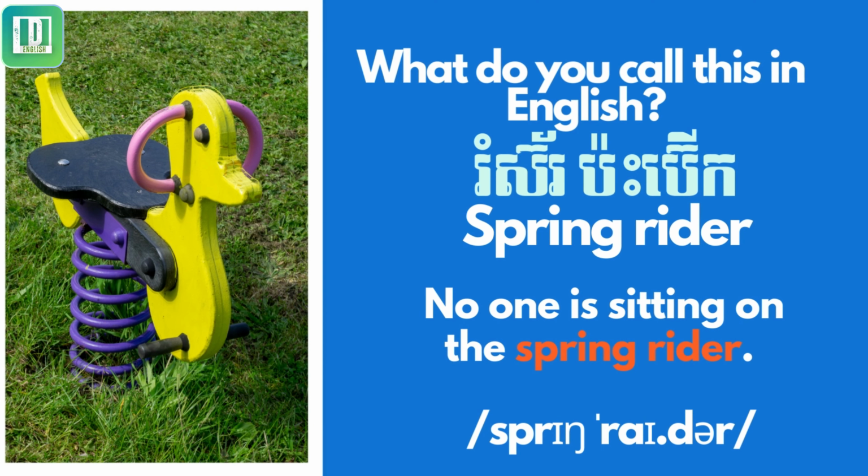Let's see what is next. What do you call this in English? Spring rider. Repeat after me. Spring rider. Let's see the example. No one is sitting on the spring rider. Repeat after me. No one is sitting on the spring rider.